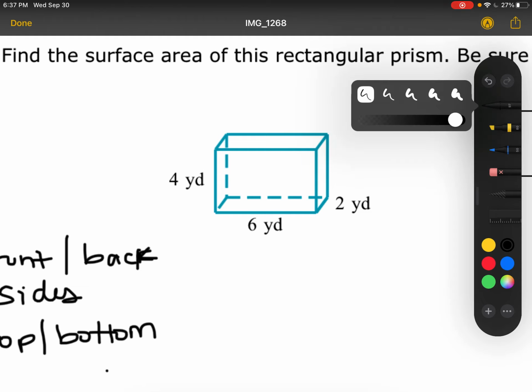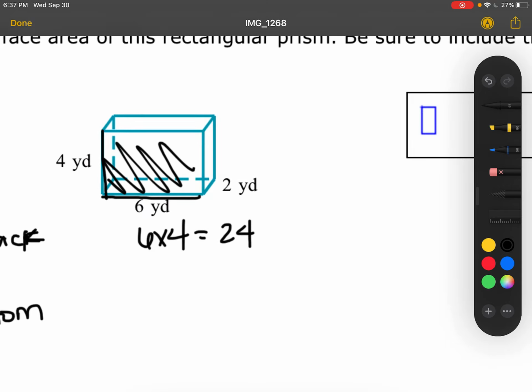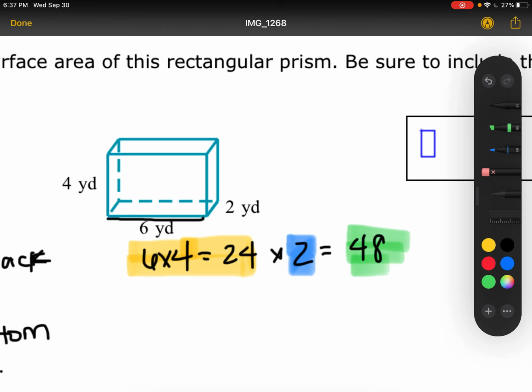So to do that, I look at the front and I say, okay, well, I have 6 yards at the bottom and 4 yards at the top. So the area of that is 6 times 4, which equals 24. Now, I have the front and the back, so I'm going to multiply that by 2, and that is 48. So if you see what I'm doing here, I have the area times 2 will give me the combined total of that. So that's the front and the back.